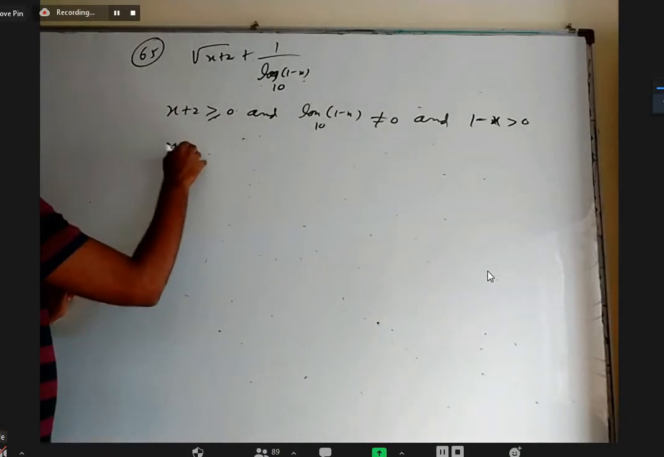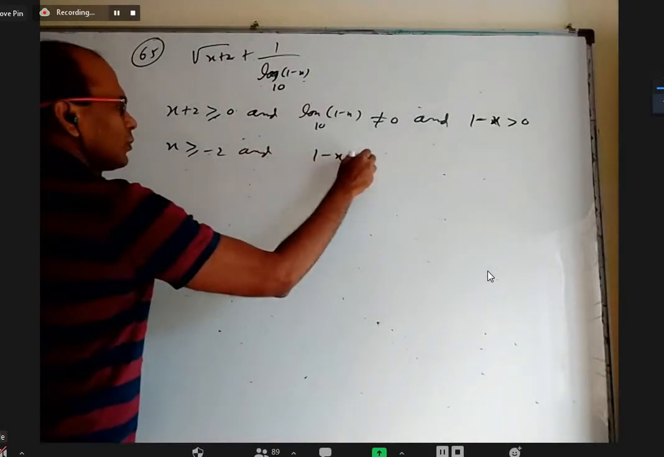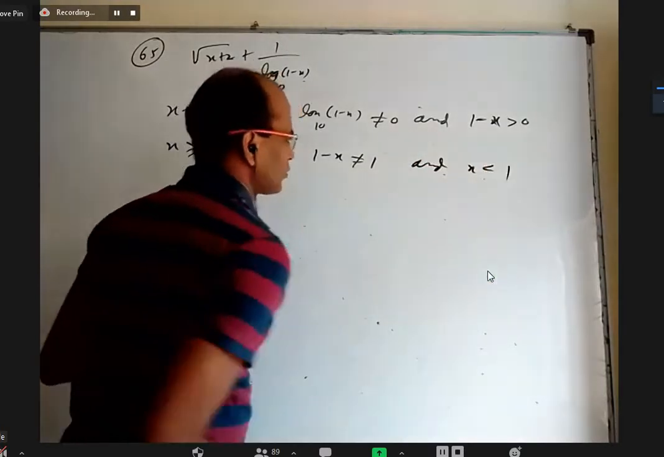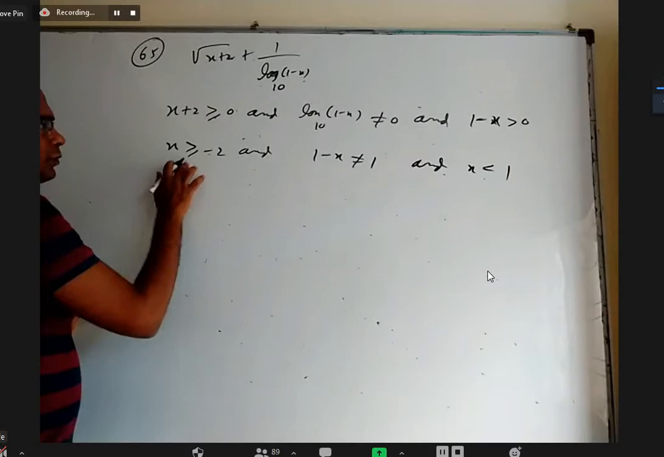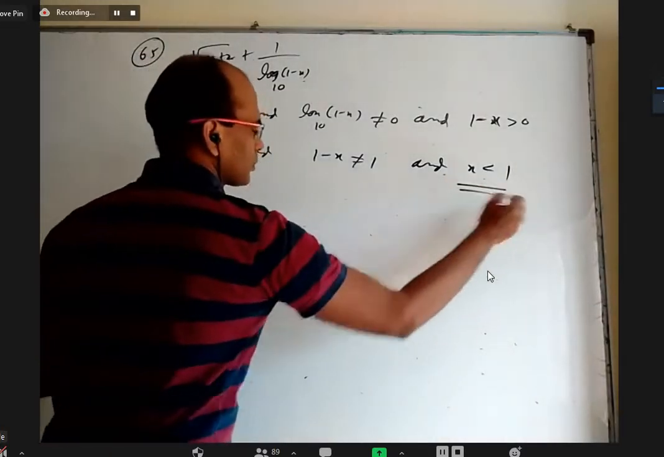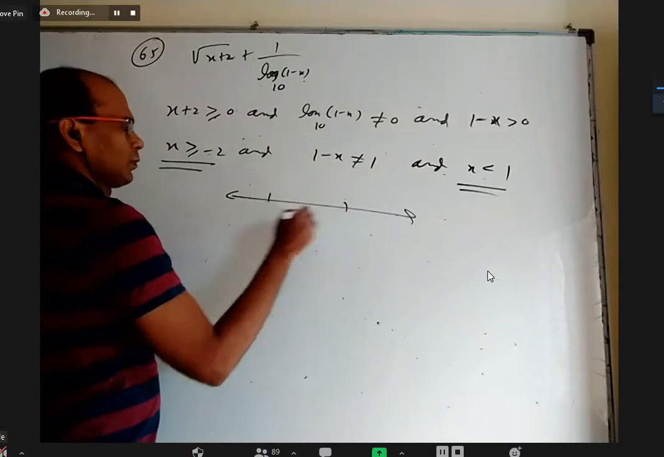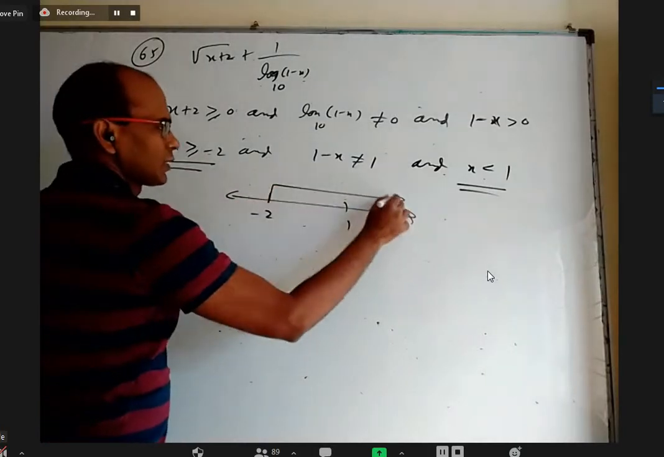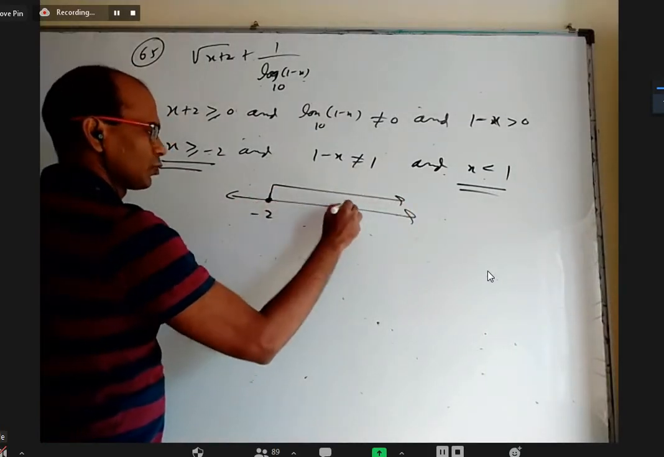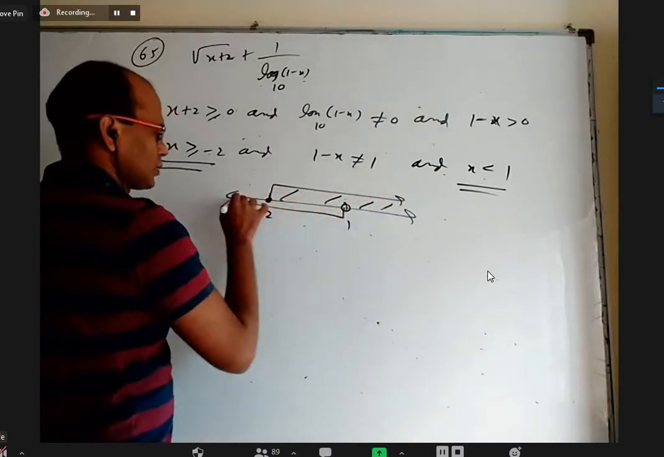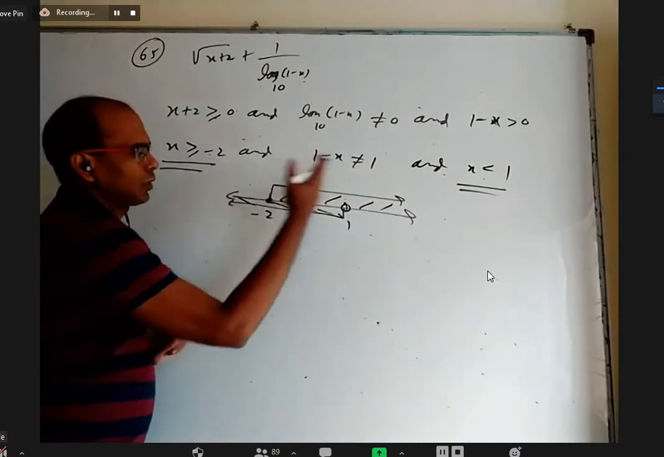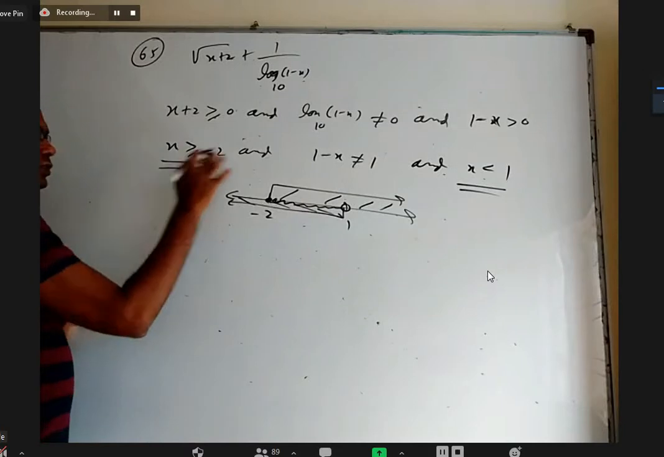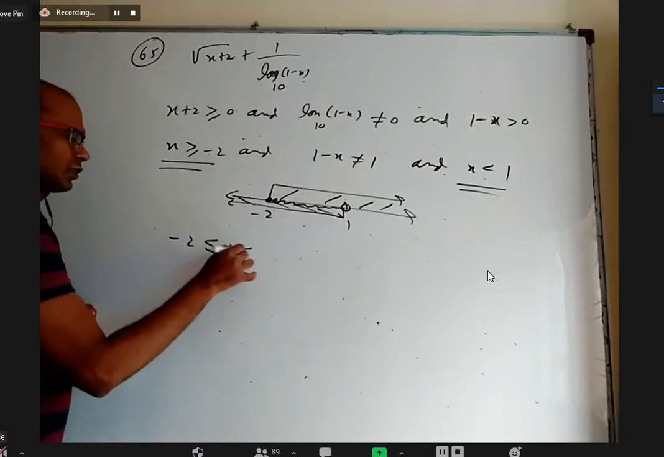Here you will get x should be greater than or equal to minus 2. And 1 minus x should not be 1 because log 1 is 0. And x should be less than 1. So if we take this and this, minus 2 is here, 1 is here. This says it should be greater than or equal to minus 2. That is closed. This is open, less than 1. If we take the ones greater than minus 2 and less than 1, it means between minus 2 and 1. So these two together, if I combine, I get minus 2 less than or equal to x less than 1.